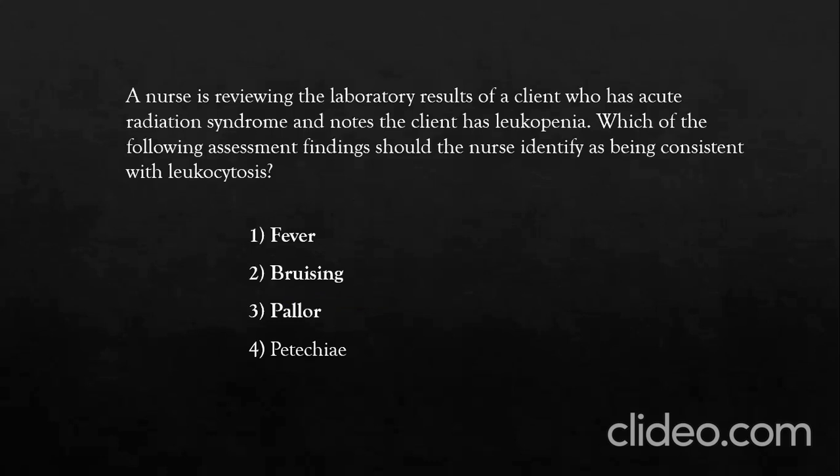So now, a nurse is reviewing the lab results of a client who has acute radiation syndrome and notes, again, see, this would have been a couple, I pointed this out. ATI, all I did was copy and paste, people. But why is it saying the client has leukopenia, but then asking what is consistent with leukocytosis? I believe what they meant to write was leukopenia. Or this used to be leukocytosis, but why would they put both words there? But anyway, what answer is it?